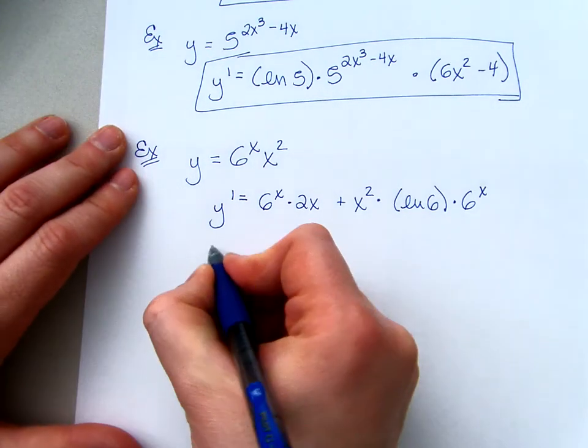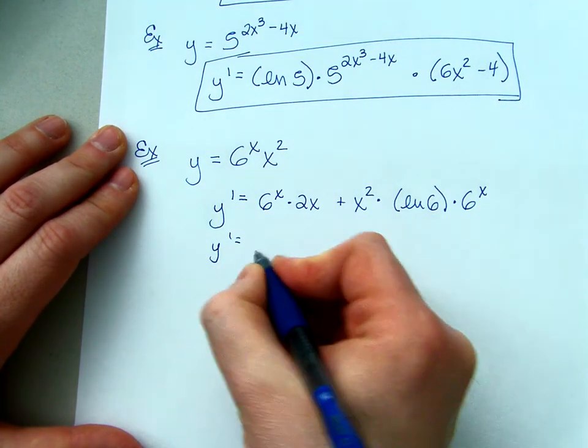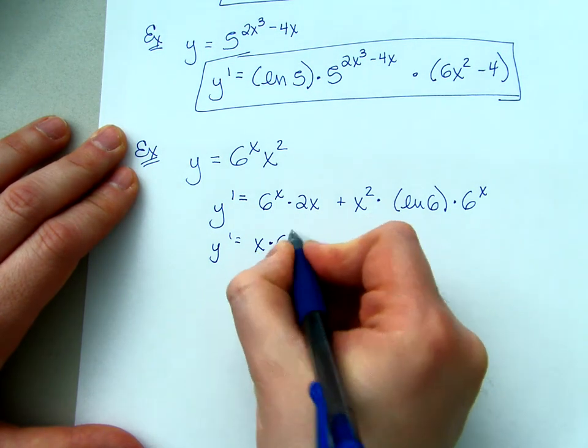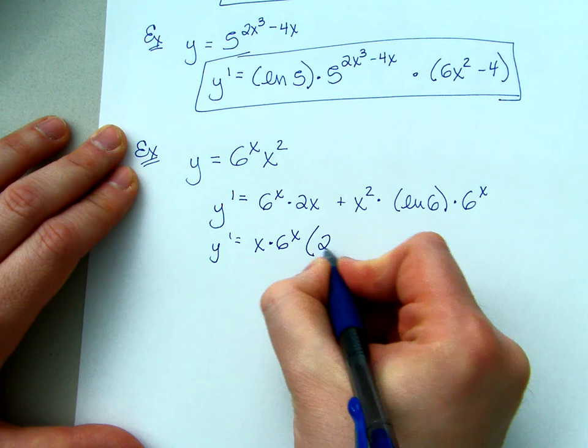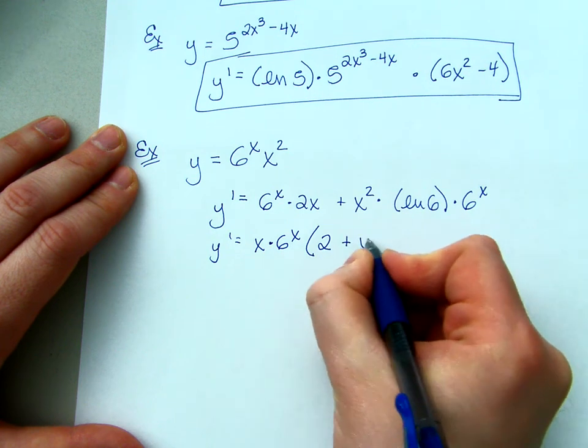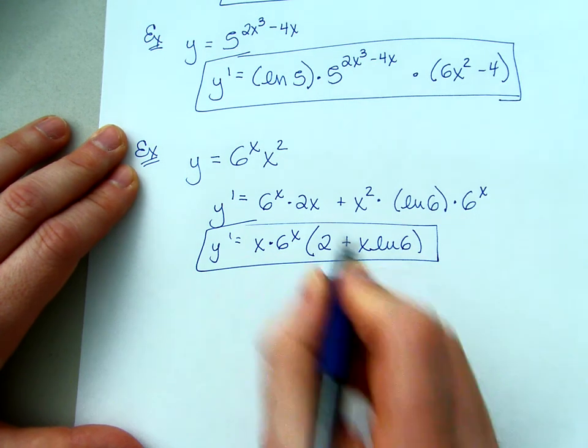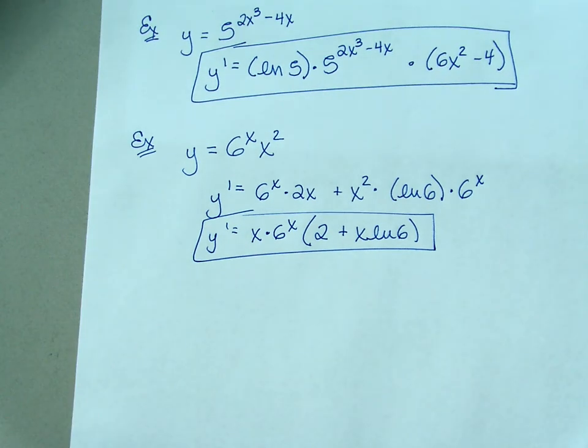Emily, what can I do here? Let's take out a 6 to the x. So that'll give us a 2x, and looks like an x squared ln of 6. And I think I would prefer that version, only because we can do a little bit of simplifying here.